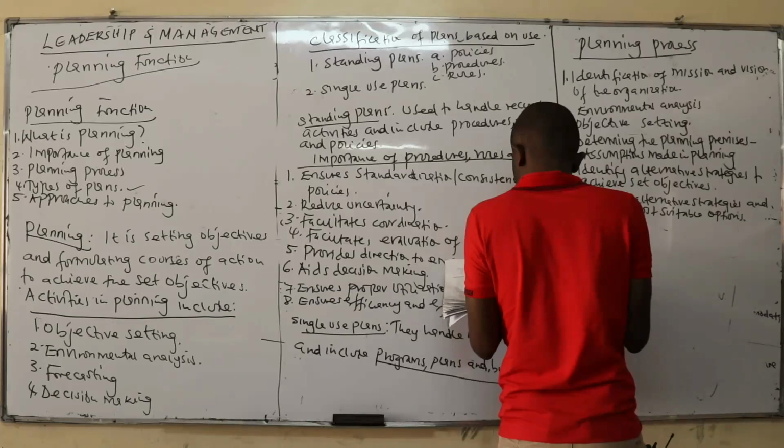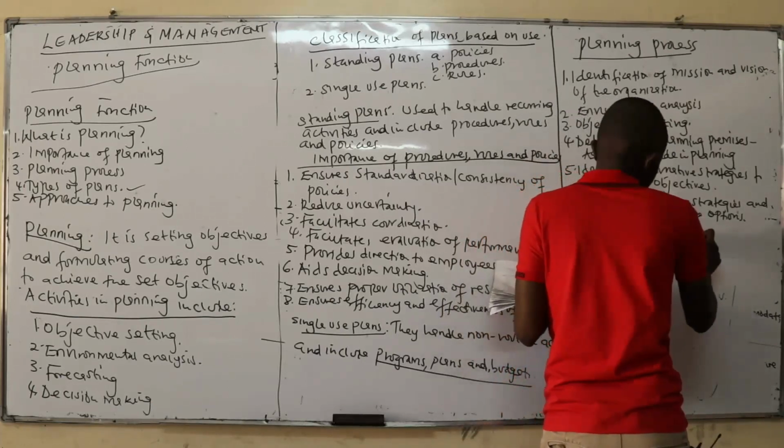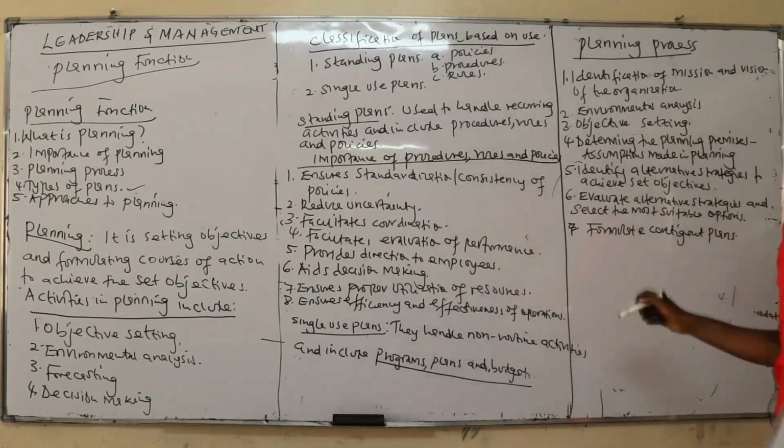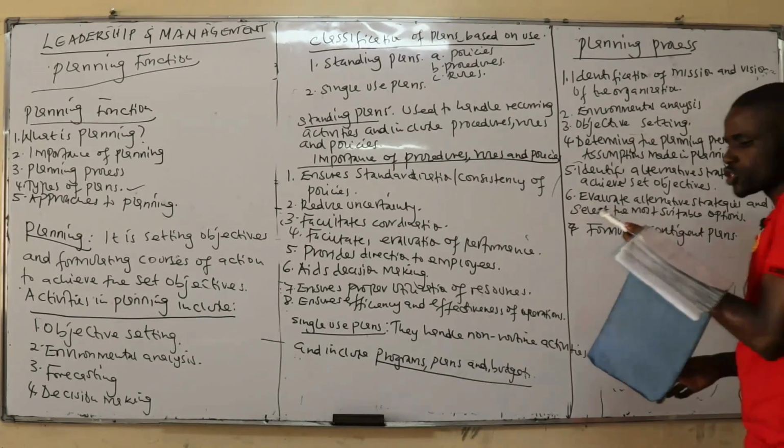Seven, formulate contingent plans. Steps 5, 6, and 7 are very important. Note, you will identify the alternative courses of action or alternative strategies and evaluate each of them. And after evaluating, indeed, some books will put this as 3 points: identify, evaluate, and select. Now, once you select the most suitable option that you'll go with, what if it fails? If it fails, you go with the contingent plans. So contingent plans are like plan B. That's why you need to have a contingent plan.